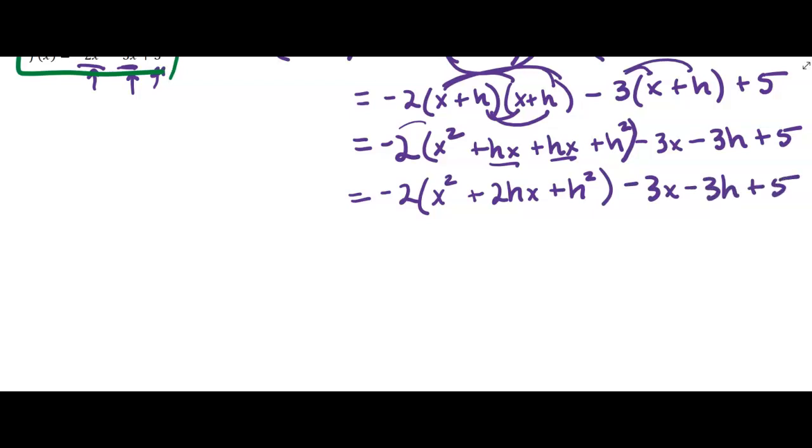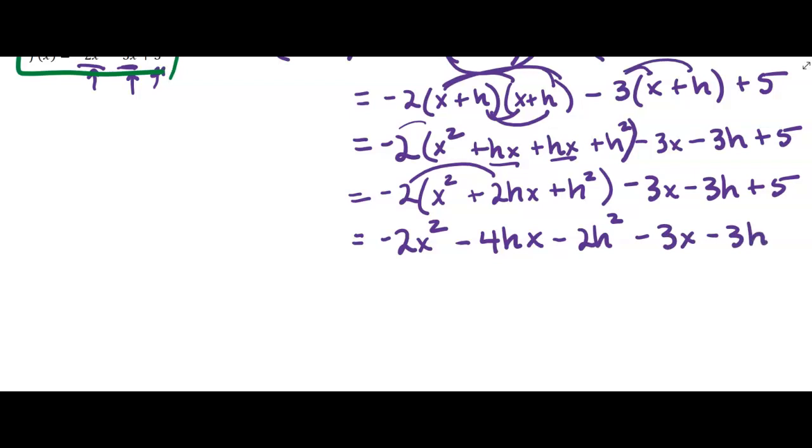Okay, now I'm going to distribute the -2. And I'll get -2x squared minus 4hx. So you're multiplying here. And then minus 2h squared. I'm just writing down the rest of the stuff. Okay, now if you look at this, there are no like terms in there. There's nothing that can be combined. And so that is all the first part.